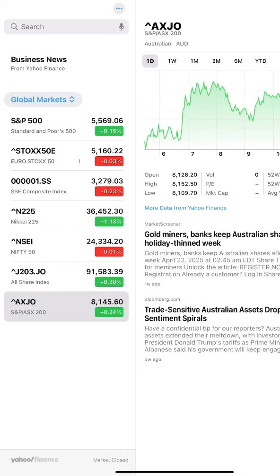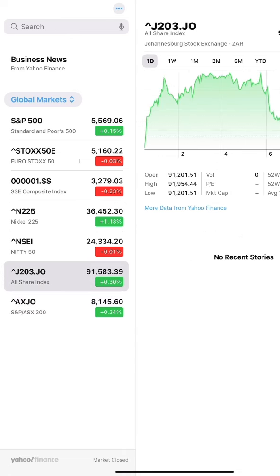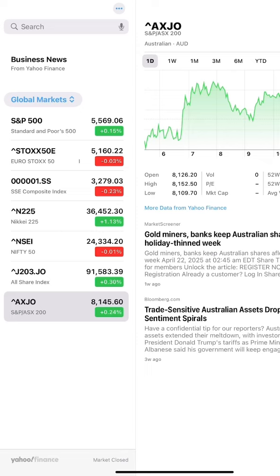The two other major markets are South Africa and Australia. Both these markets are showing bullish momentum. When it comes to South Africa, it's a bullish move of 0.30%. When it comes to Australia, the bullish momentum is 0.24%.